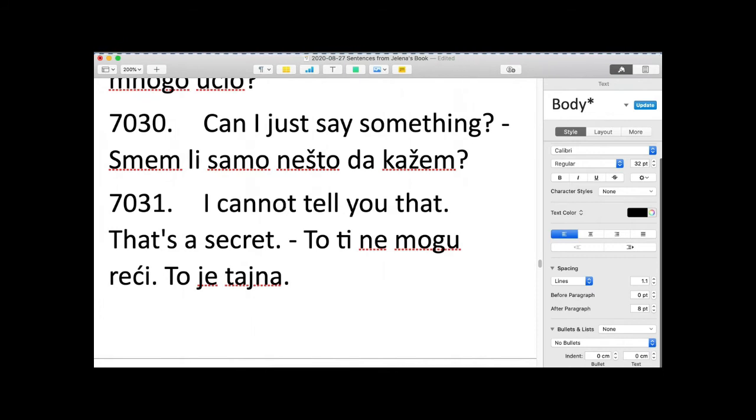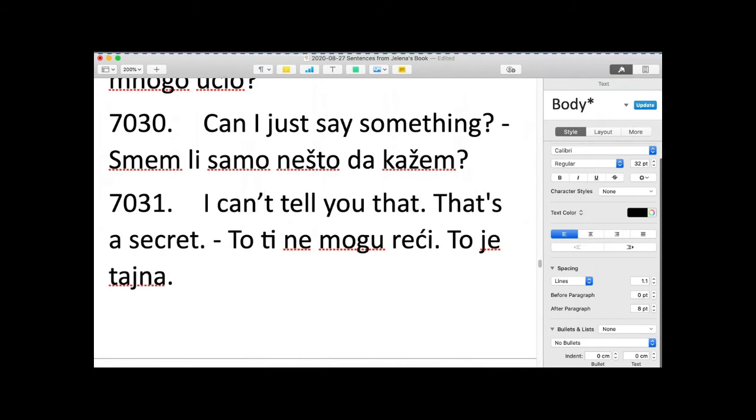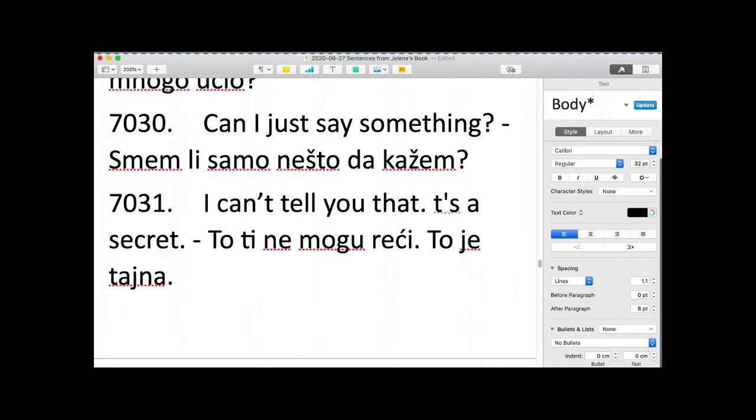And this is also really common, though I'm going to change it to can't. I can't tell you that. That's a secret. Or you might also say, it's a secret.